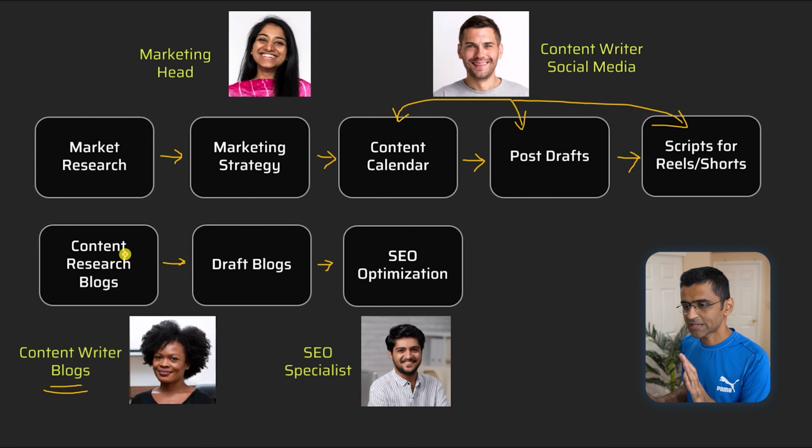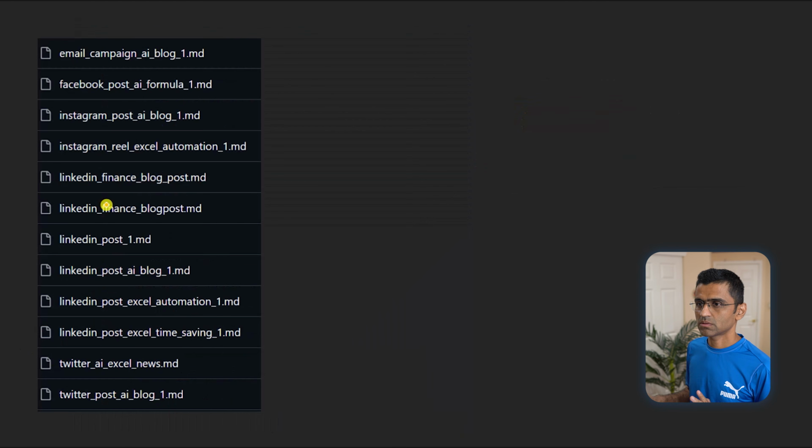So to summarize, in our crew, when we are building a crew, we will have 4 agents, right? Marketing head, content writer for social media, content writer for blog, and SEO specialist. And we are going to perform all these tasks in a sequence. Okay.